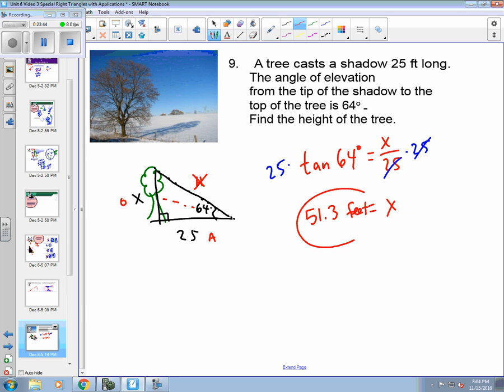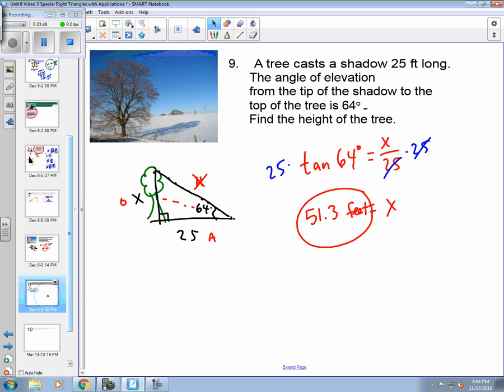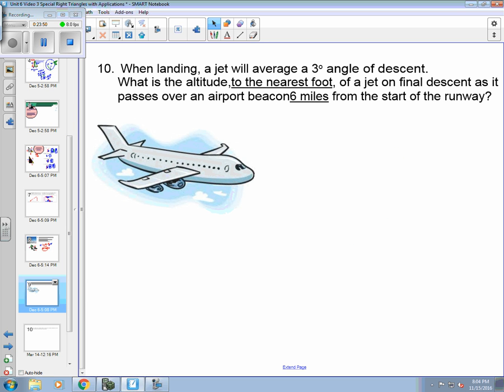Approximately. It's not exact, but pretty close. Let's try another one here. Number 10, when landing a jet will average a 3-degree angle of descent. What is the altitude? Altitude's another name for height, to the nearest foot of a jet on its final descent as it passes over an airport beacon 6 miles from the start of the runway.